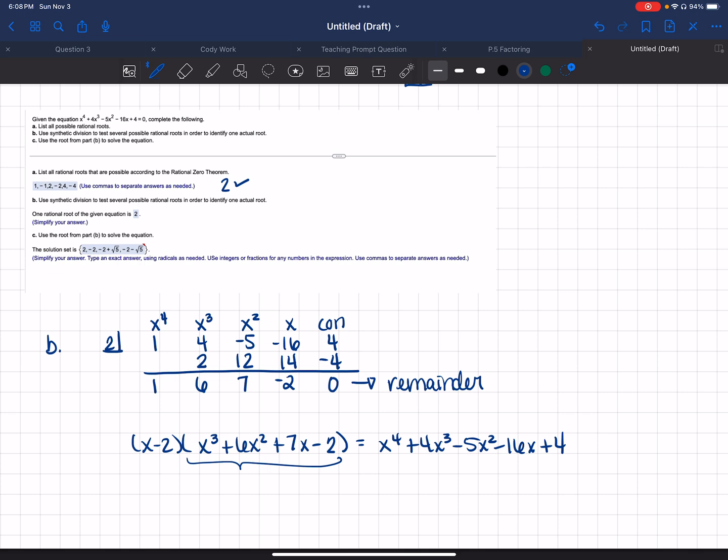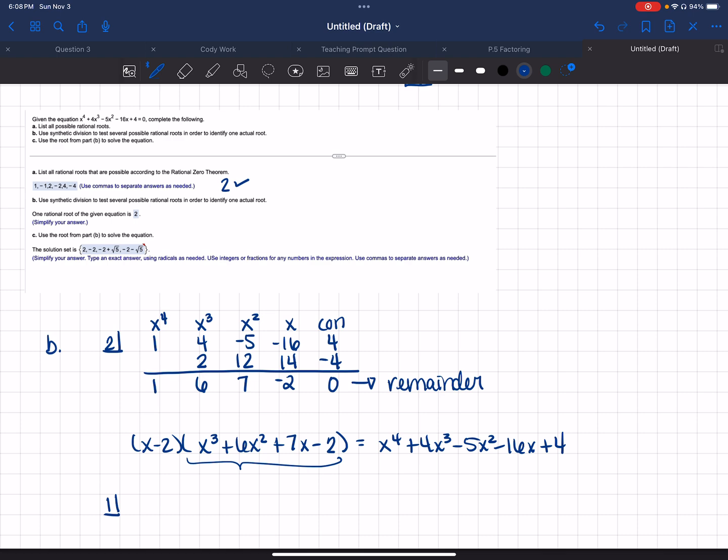I would say since you got a positive 2 there, x minus 2, what are we ending in? 4. That gave us our positive 4. Let's try, how about we try a 1? You want to try positive 1? Was that one of our choices?